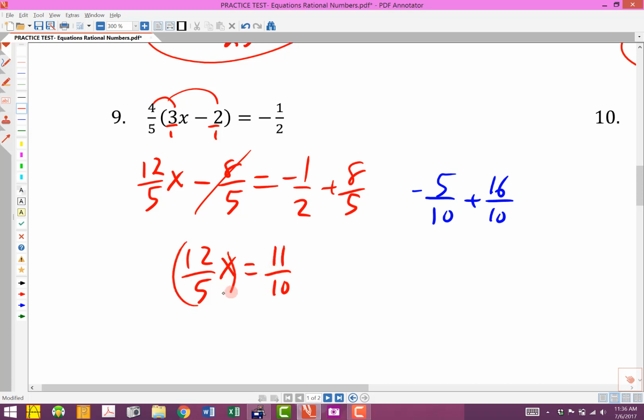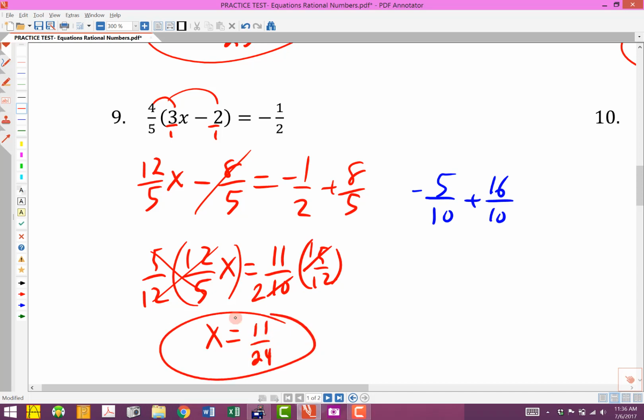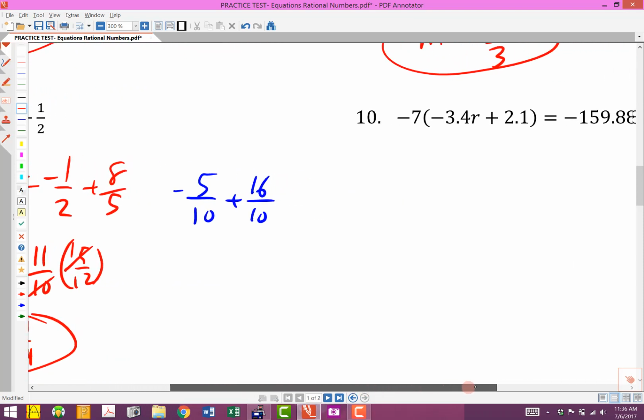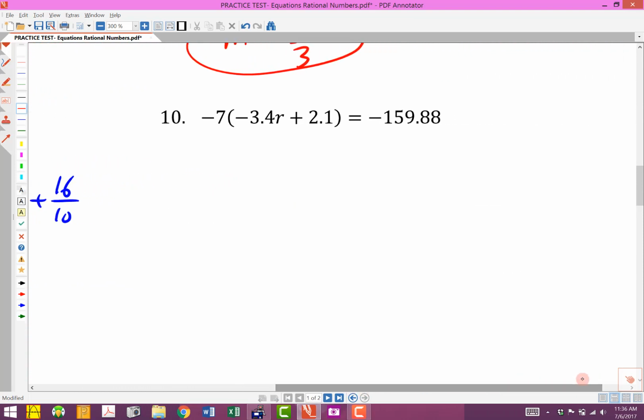11/10, and then again we're going to get rid of the fraction in front of the variable by multiplying by the reciprocal. So we're going to multiply by 5/12. 12s cancel, 5s cancel, so we end up with x over here. And let's see, can we do any cross cancellation? We can right here. 5 goes in here once, and 5 goes in here twice. So we end up with 11/24. And there's our answer for that one. Alright, and we'll take a look at number 10.